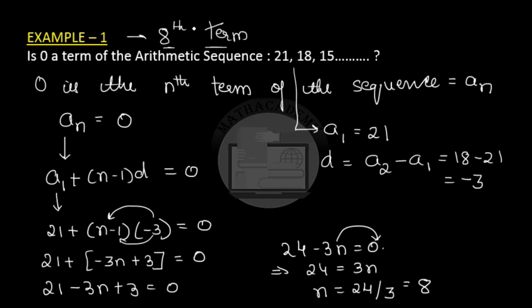So I hope it is clear how we determine whether a given number is a term of an arithmetic sequence or not. You assume that it is the nth term and find out n. Now let us see an example in which the given term is not a term of the arithmetic sequence, and how we determine that.